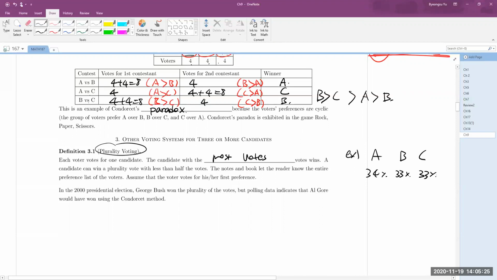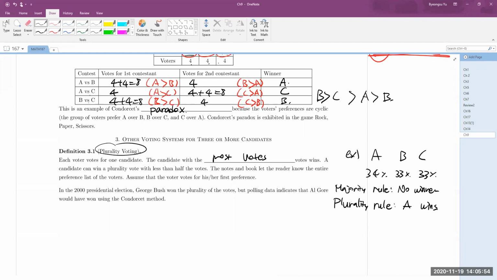So for example, think about the situation where there are 3 candidates and A got 34%, B got 33%, C got 33%. In the case of majority rule, there is no winner, right? But in the case of plurality rule, A wins, right? Because the votes which A got are the most votes in this election, right? So that's the difference between majority rule and plurality rule.